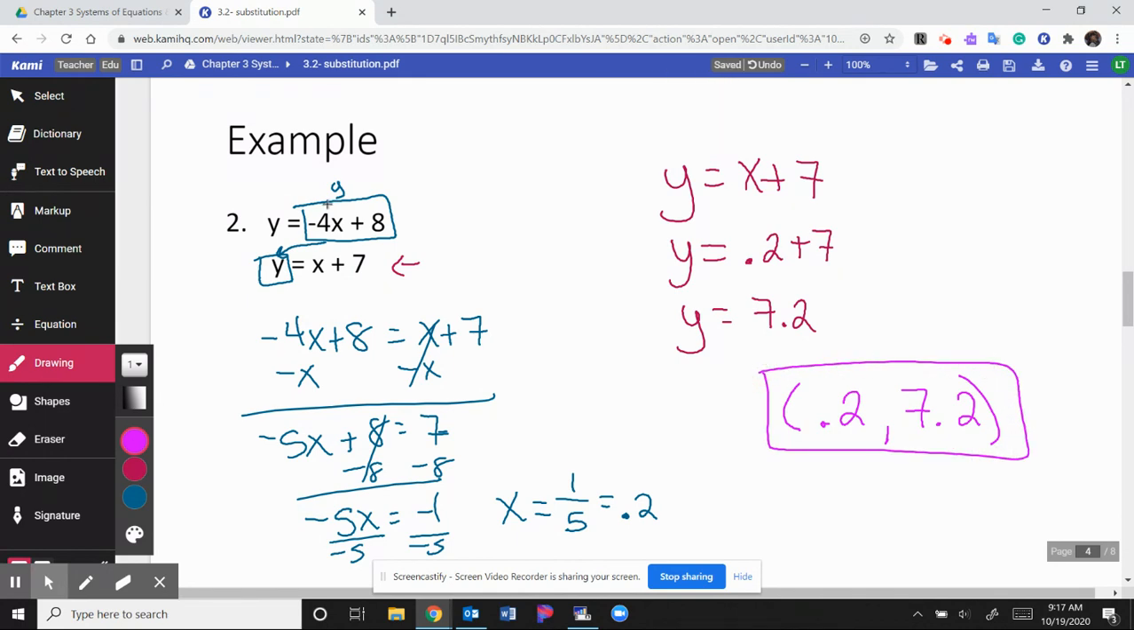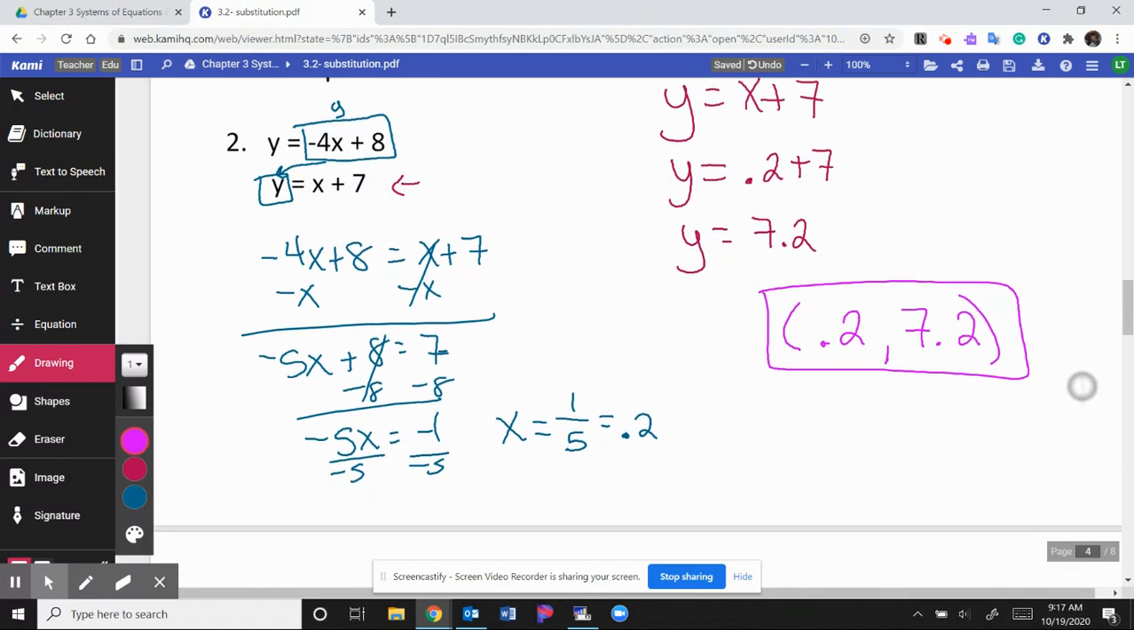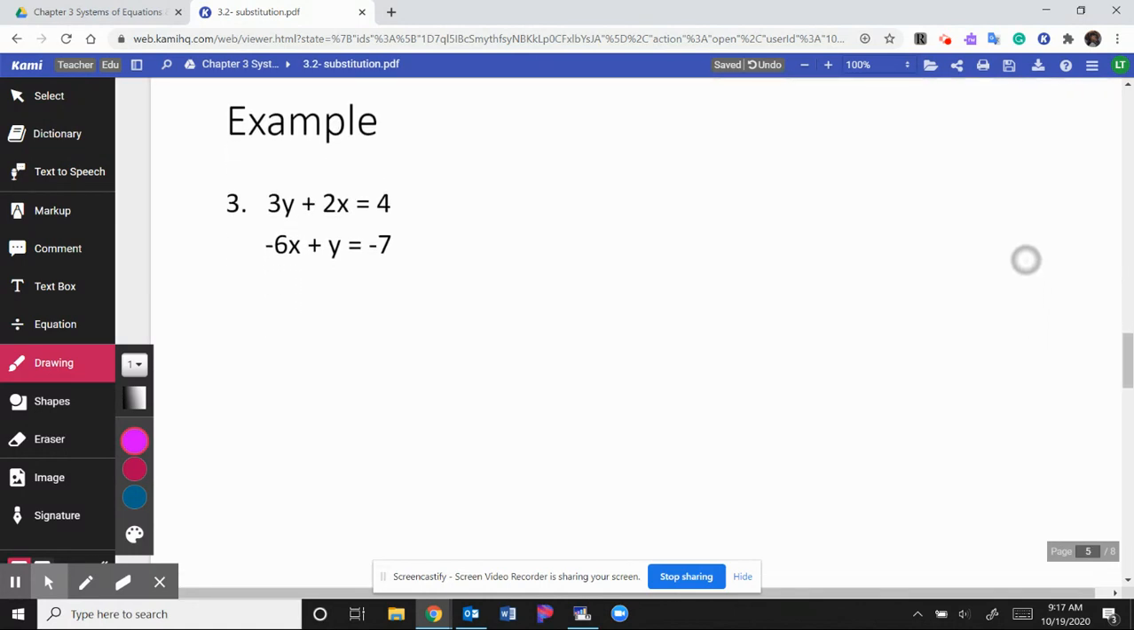You can check it on the calculator. The calculator should be able to give you this solution, but actually graphing it by hand would not have worked. All right, last one we're going to do together here. 3y plus 2x equals 4 and negative 6x plus y equaling negative 7.